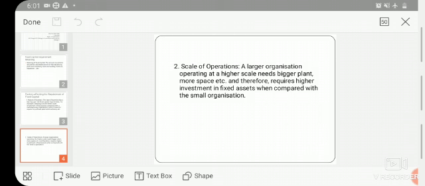The second one, scale of operation. A concern of large size with large scale operations generally requires more fixed capital. On the other hand, a concern of small size requires less fixed capital.